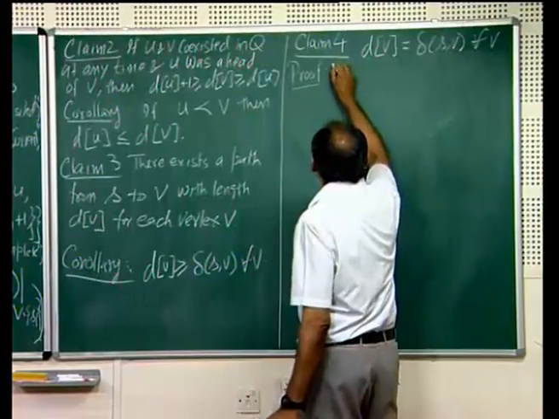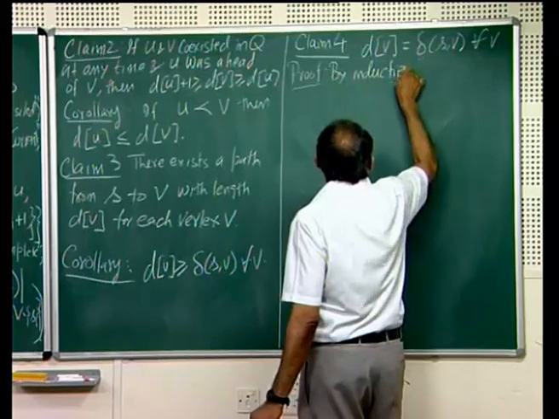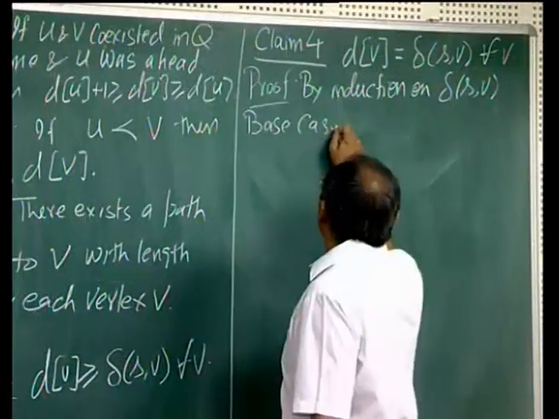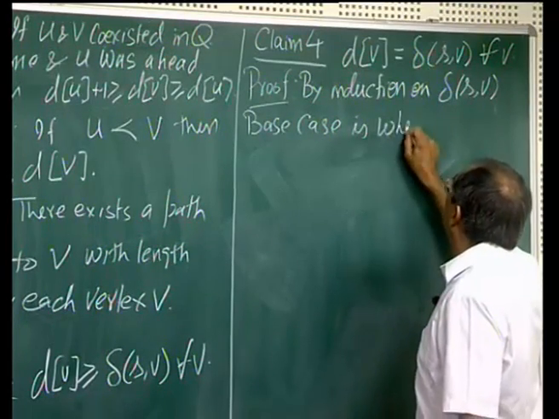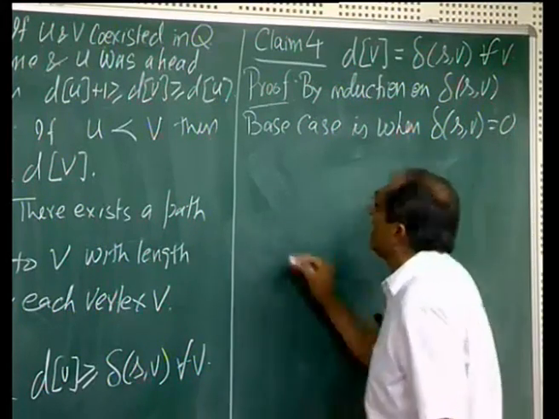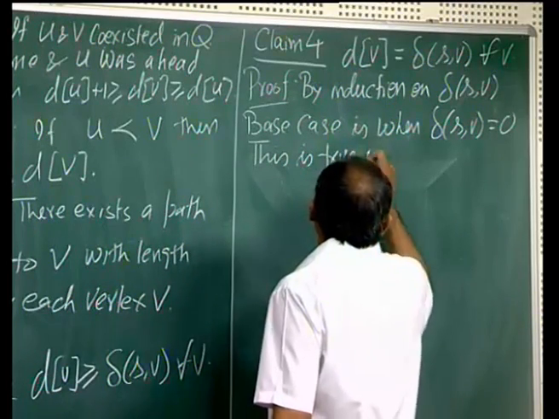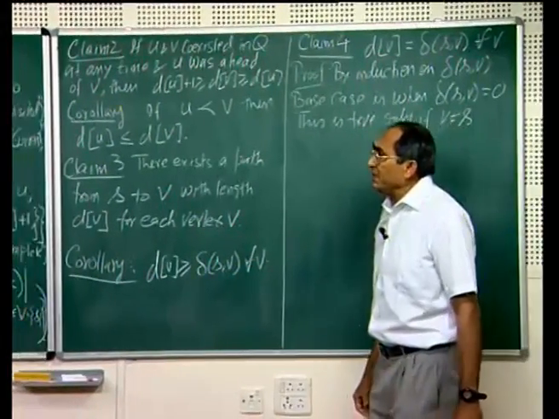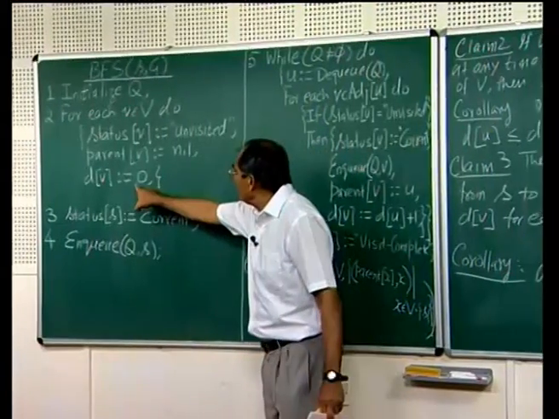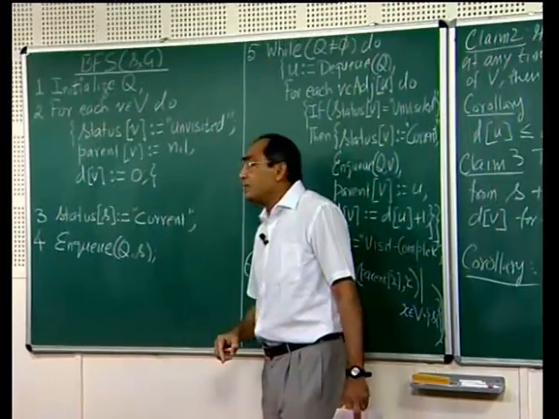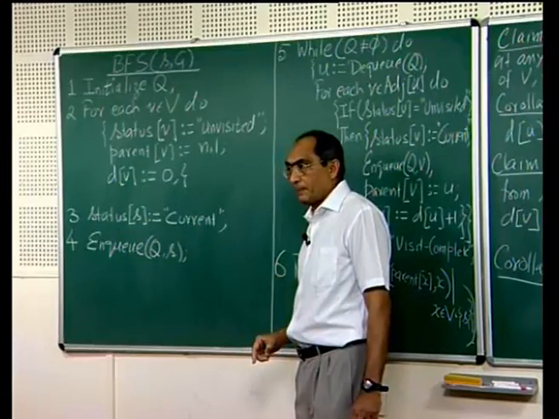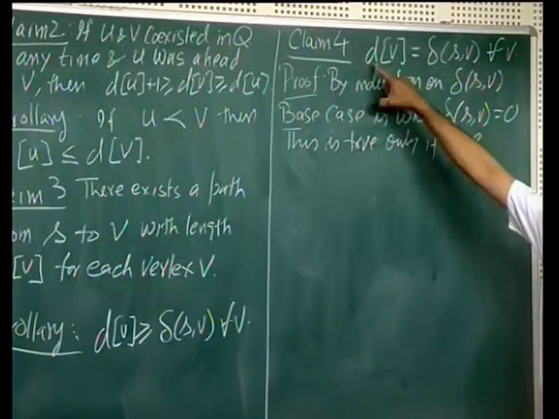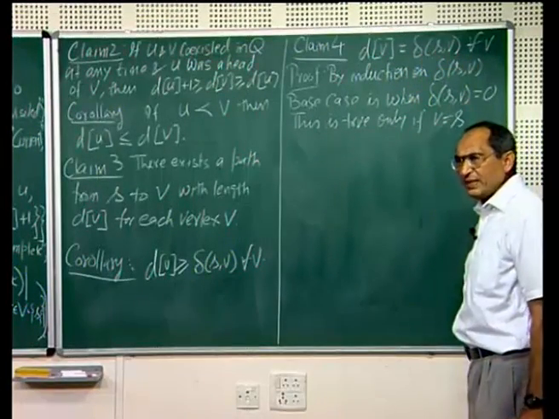Okay. Now, this is by induction on delta SV. So, the base case, as we said, is when delta SV is 0, and this is true only if V is equal to S. The d value of S is set to 0, and the d value of S is never changed in the entire algorithm. So, it remains 0. So, indeed, for S, this claim is true. D of S is 0, delta of SS is 0. So, base case is correct.